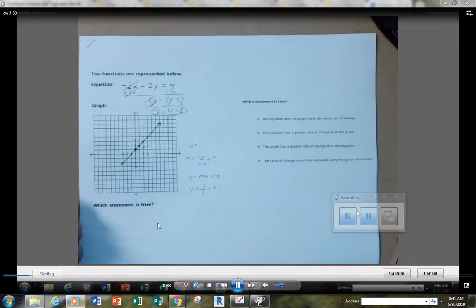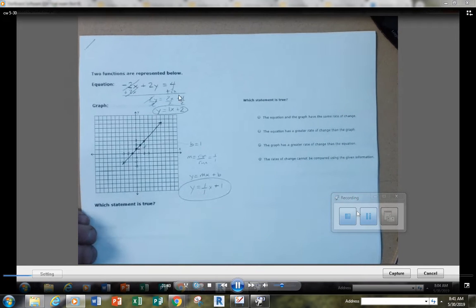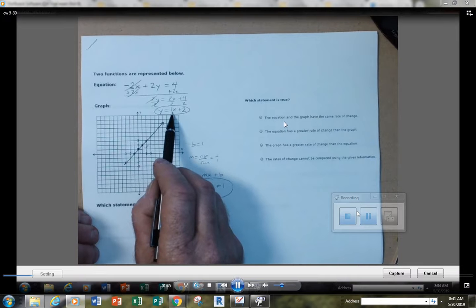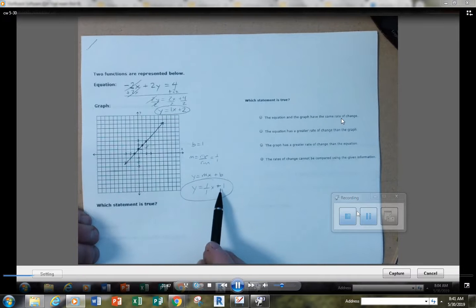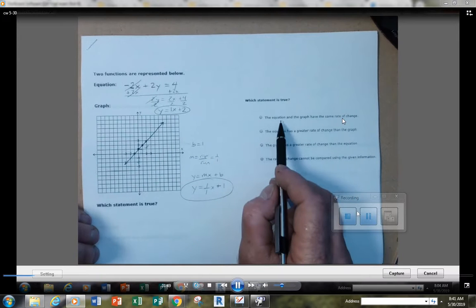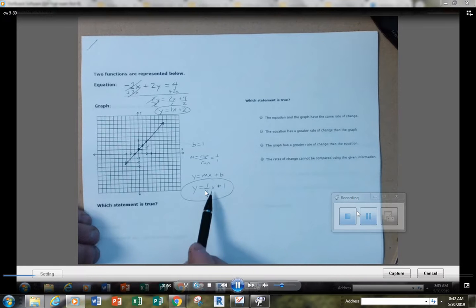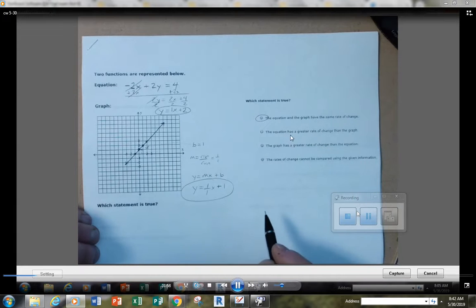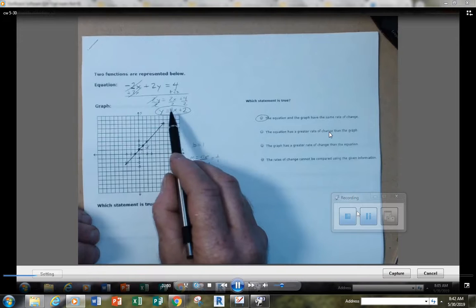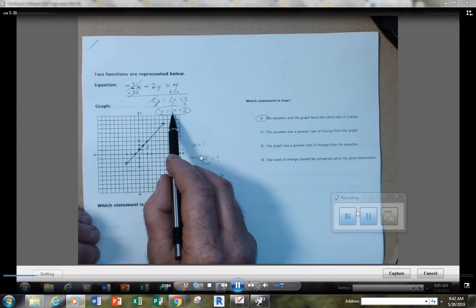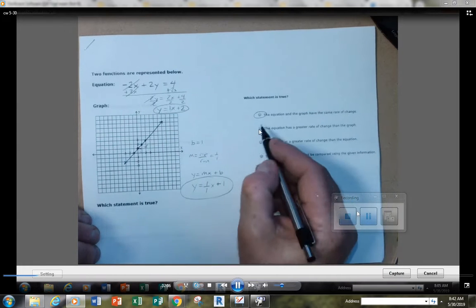Now the theme of this whole section is, now you have your equations, answer questions. So this says the equation and graph have the same rate of change: same number in front of x, same common difference, same m, same rate of change, same rise and run. Yes, they both have 1s. True. The equation has a greater rate of change than the graph? No, for mine, these are equal. So that would be false.